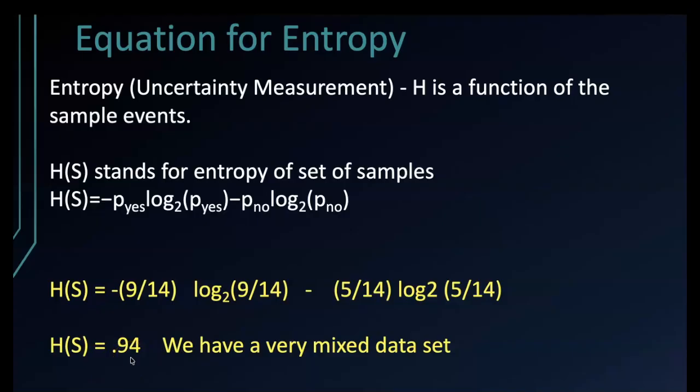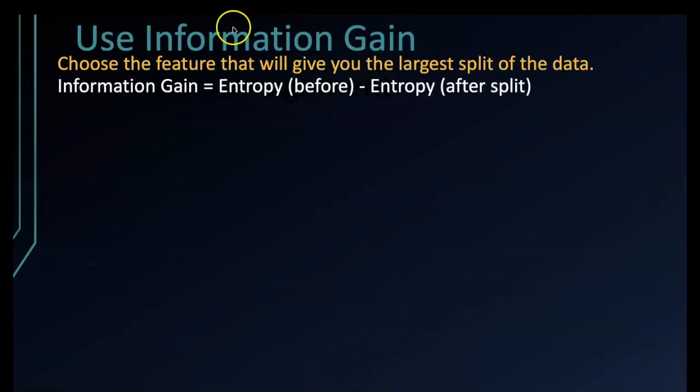We don't have a perfect split here. The next vocabulary word is information gain. I guess that's 2 words, but we're going to choose a feature, make the split, and say how much information did we gain by making that split. We'll look at the entropy before and the entropy after the split.